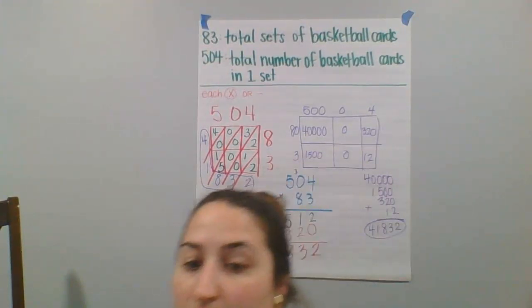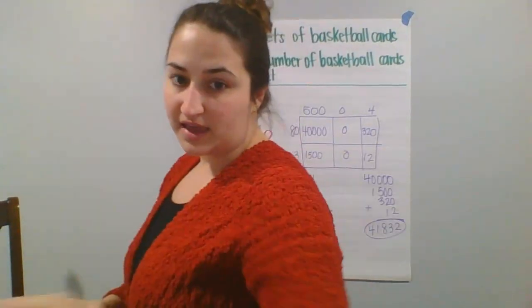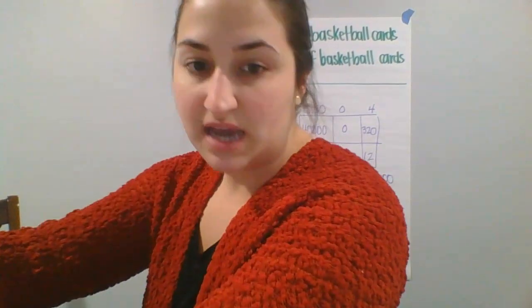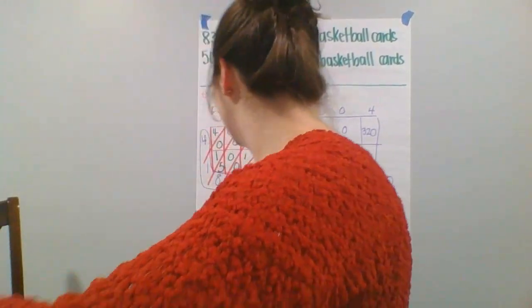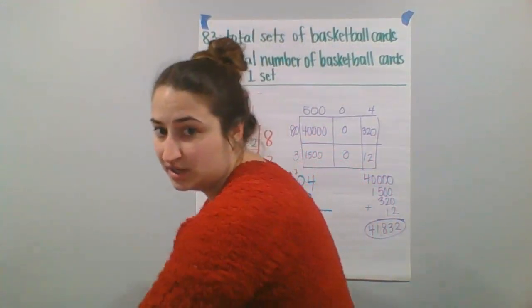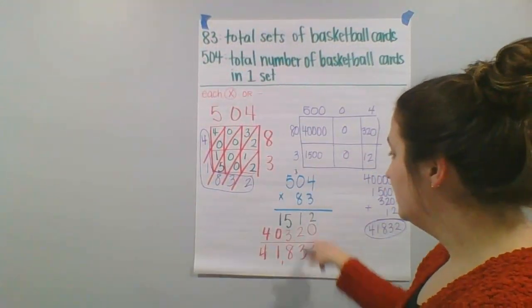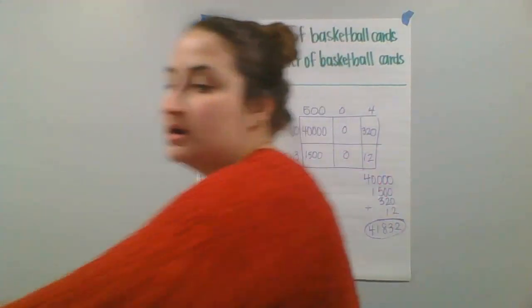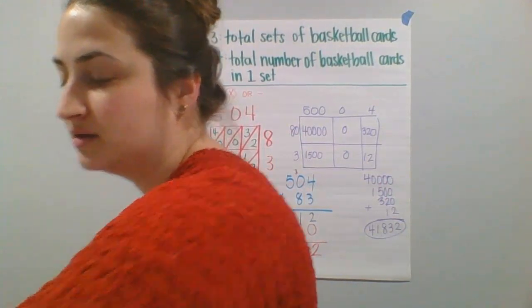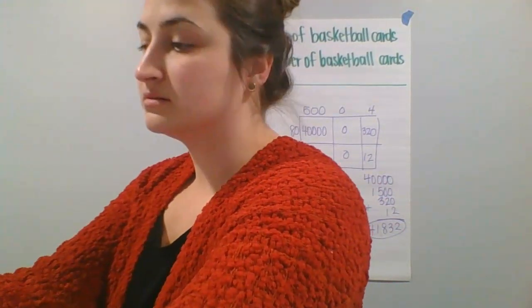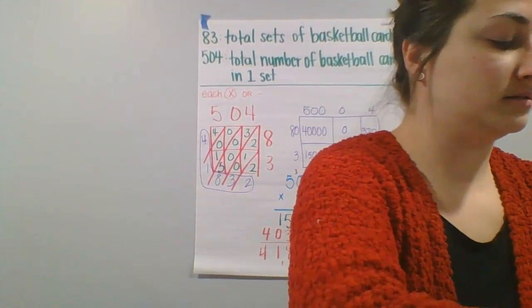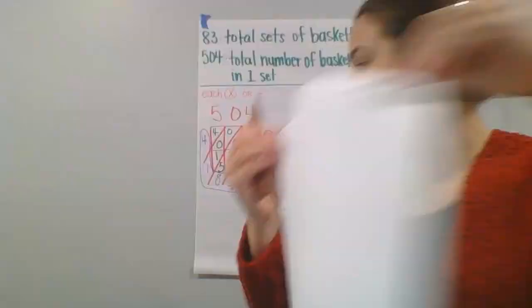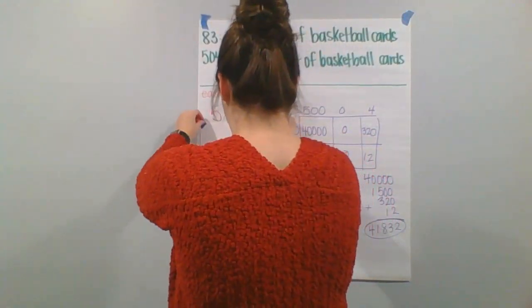One way to check our work, if we wanted to use something other than multiplication, because we did just try 3 different strategies, we could do the opposite, which is going to be division. If I'm doing division, I'm going to be taking my answer and dividing it by the 83. Let me grab a different piece of paper so I have a little bit more space.